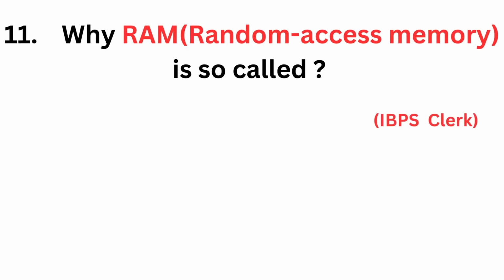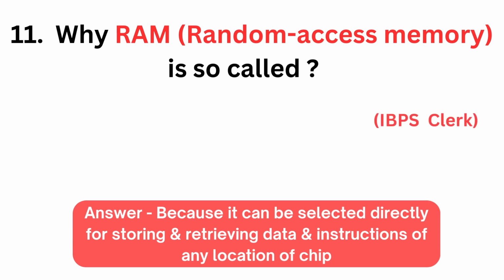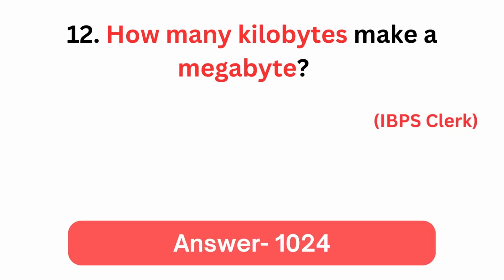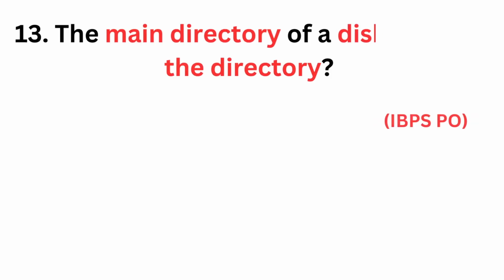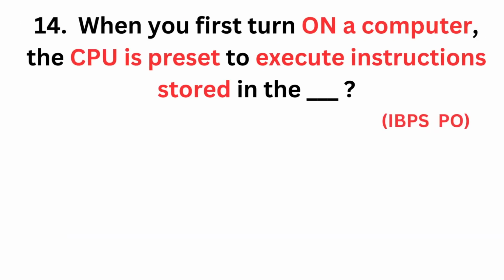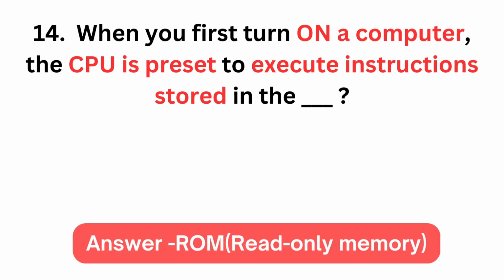Why is RAM, random access memory, so called? Because it can be selected directly for storing and retrieving data and instructions of any location of the chip. How many kilobytes make a megabyte? 1024. The main directory of a disk is called the what directory? Root.